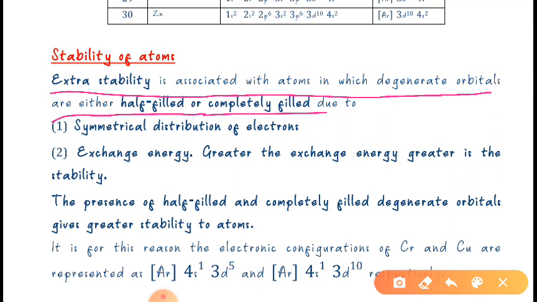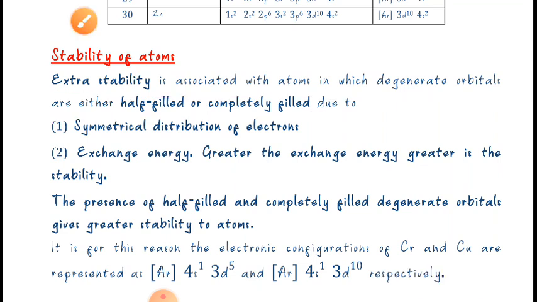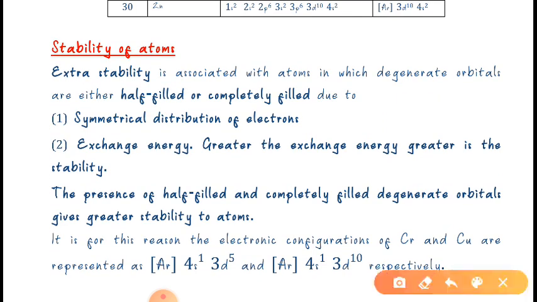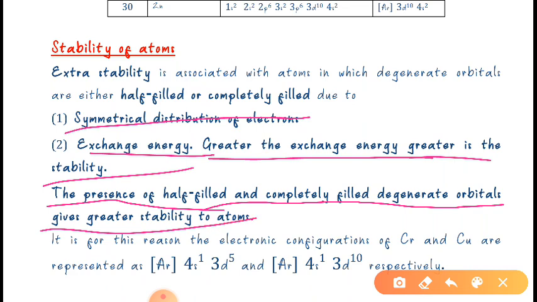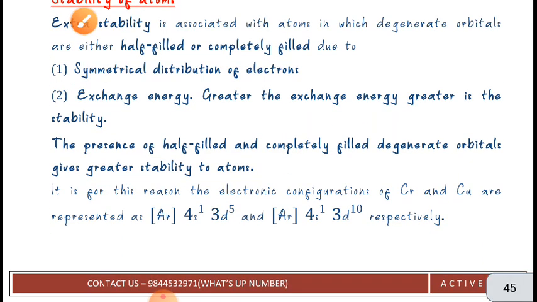Now why is it happening? Due to the symmetrical distribution of electrons, and the next is exchange of energy. Greater the exchange of energy, greater will be the stability. The presence of half filled and completely filled degenerate orbitals gives a greater stability to the atom. Means if the atom has half filled orbitals or fully filled orbitals, at that time they will be more stable.